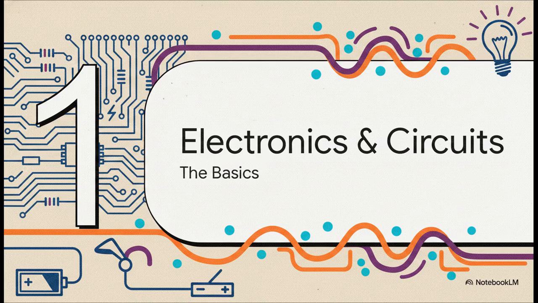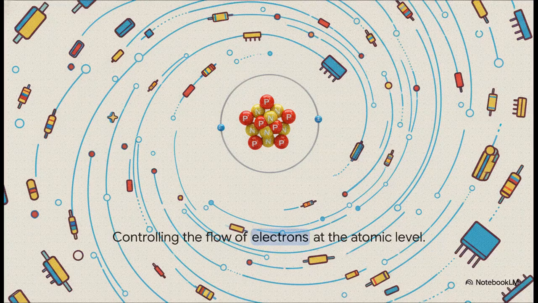Starting off with Section 1, electronics and circuit basics. You know, the fundamental challenge of the Internet of Things really just boils down to one thing: controlling the physical flow of electricity. We are starting literally at the atomic level here, because long before we're dealing with code or the cloud, we're fundamentally dealing with physics, specifically directing the flow of electrons through conductive materials.